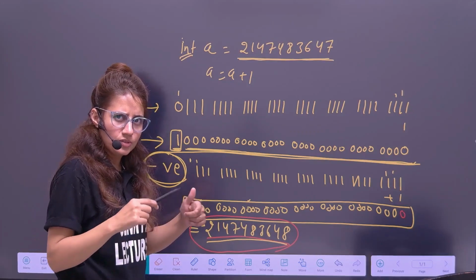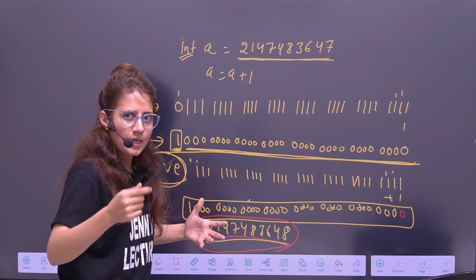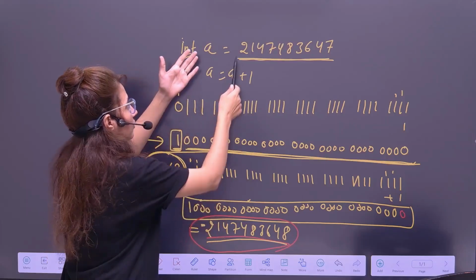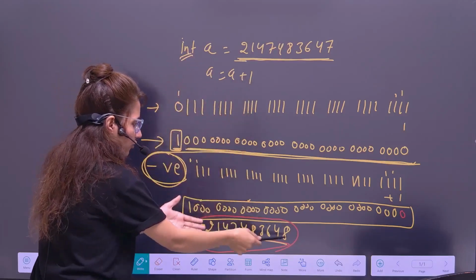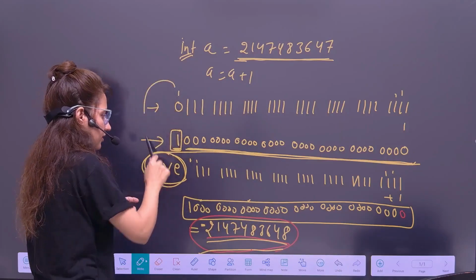I hope you got this. How this wraparound concept works. Why this is the number, but after adding 1 you are getting this thing. How the number is converted into a negative number because of this.